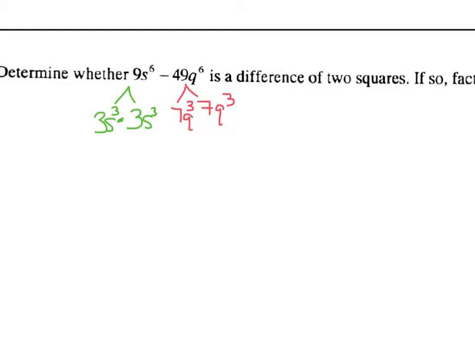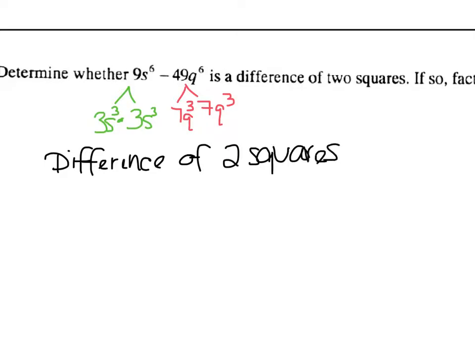So is it a difference of 2 squares? Yes, because I can break them both down and there's a minus. So it is a difference of 2 squares. And it says if it is, to go ahead and factor it. So we know we're going to have 2 parentheses. We're going to have a 3s cubed in each, and a 7q cubed in each. And because we have to get back to a negative 49, we need a plus and a minus.